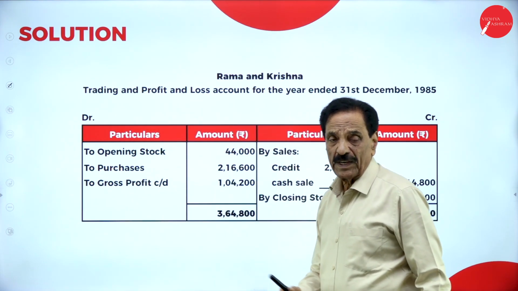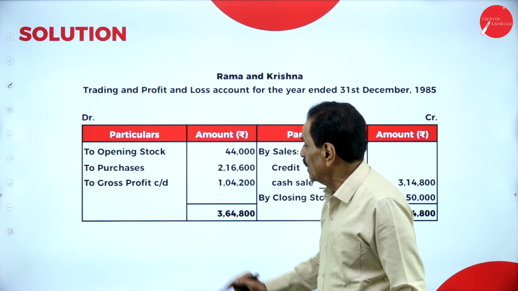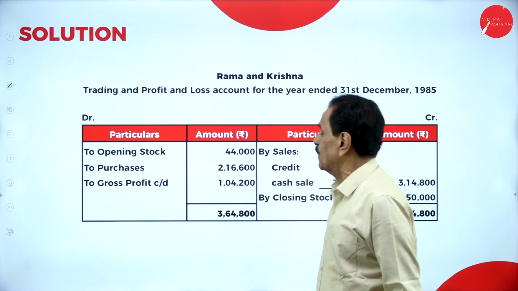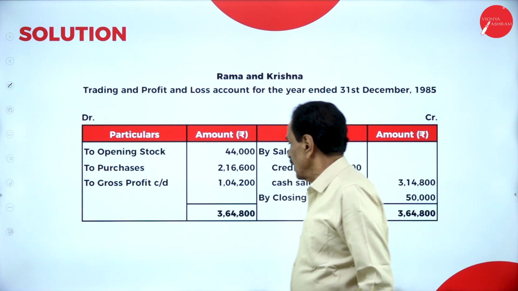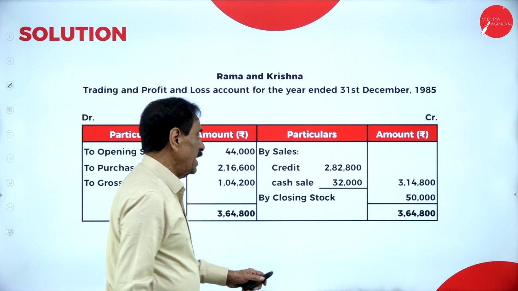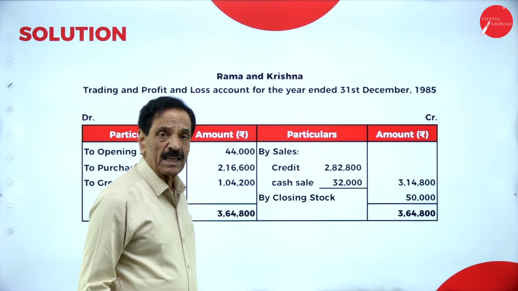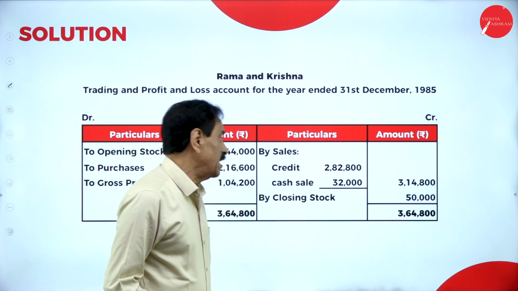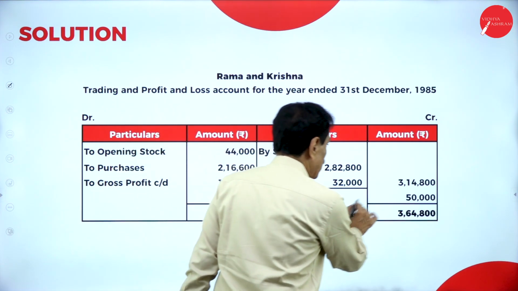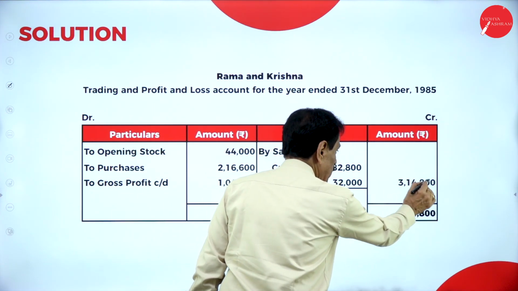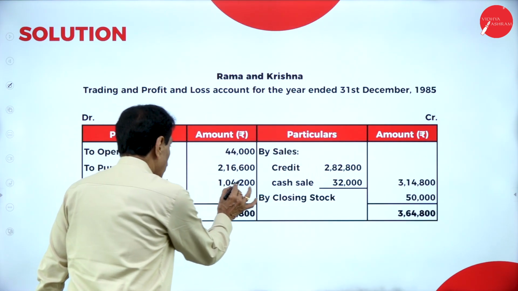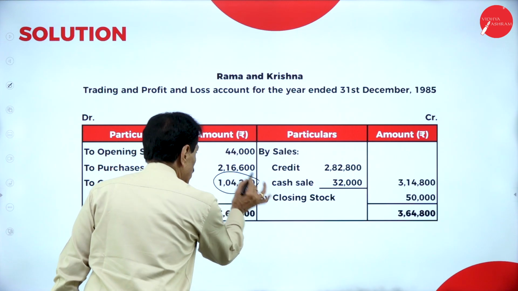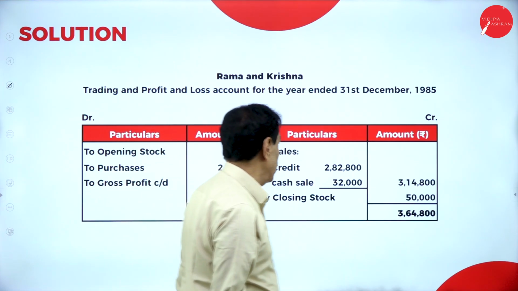Here, to find out the gross profit or gross loss, we start with the opening stock of 44,000. How much purchases there? 2,16,600. Made a sale. Credit sale is 2,82,800. Cash sale is 32,000. Totally, this will come 3,14,800. Your closing stock is 50,000. Difference is 1,04,200, which is the gross profit.